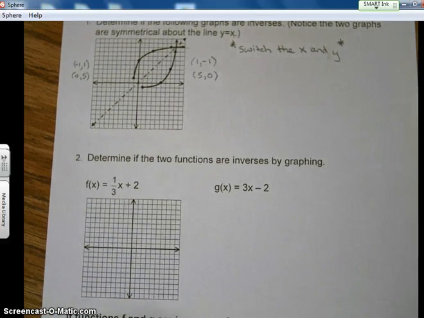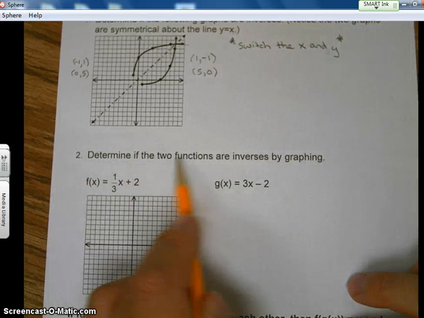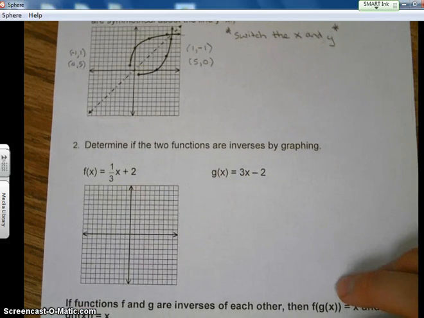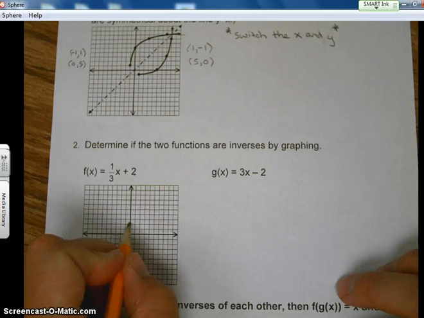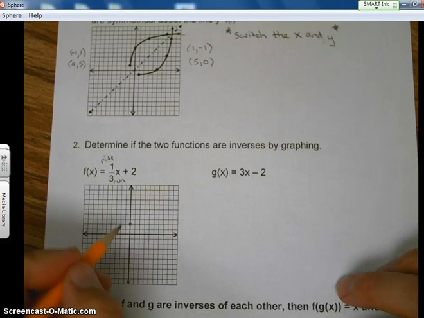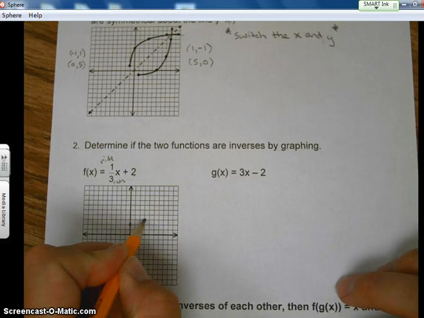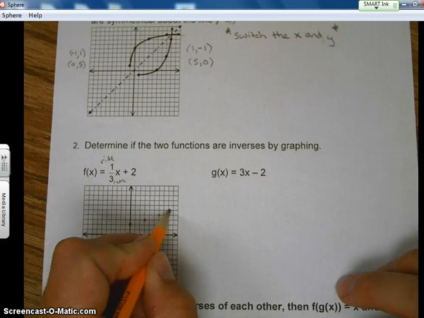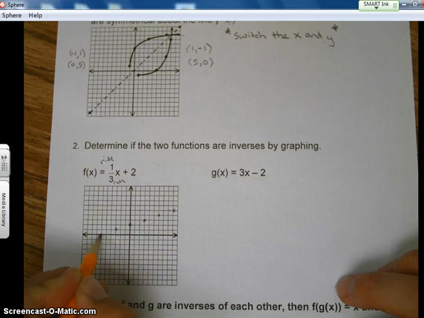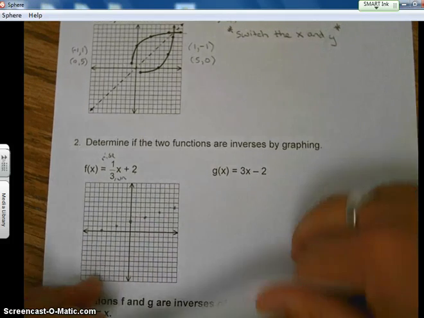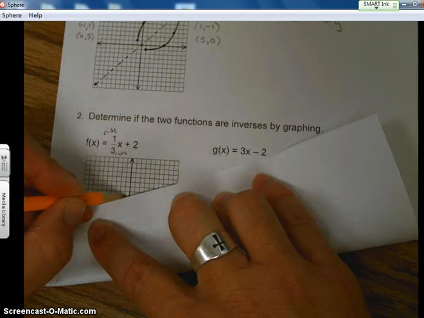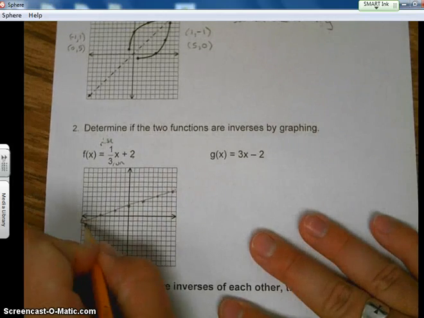So let's take a look at number 2. It says determine if the two functions are inverses by graphing. The first thing we want to do is graph these two functions. They're both linear, and we know how to graph a linear function. We start off with the y-intercept of +2, and then we apply the slope, which is in the form of rise over run. So we rise 1 and we run 3. Rise 1, run 3. And we do that in both directions. This time we're going to go down 1, left 3, the opposite. Then we look for a straight edge. I'm just going to use my paper here because I don't have one handy. And we draw our line in. That's going to be function f.